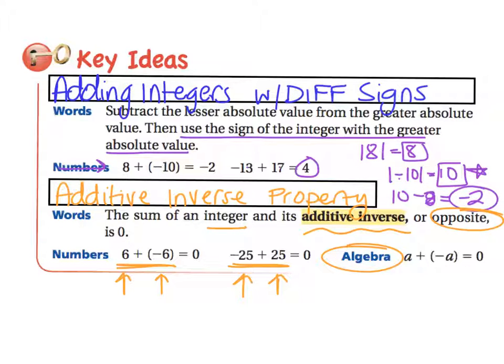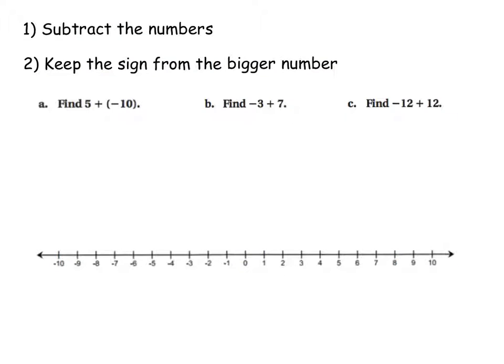So here they have it in algebra terms. Any number, a, plus its opposite, which is the opposite of a, when you add them together, will always equal 0. And that holds true because of our additive inverse property, which we're going to be using a lot this year as we progress. Now, if we recall, our key for adding integers with different signs is to subtract our numbers, bigger goes on top, and keep the sign of the bigger number.